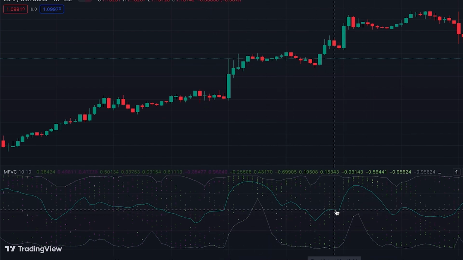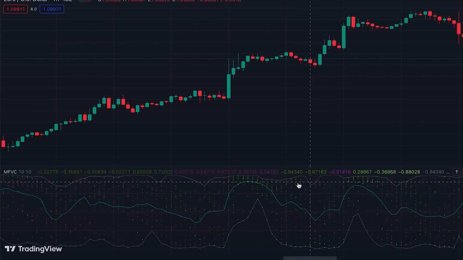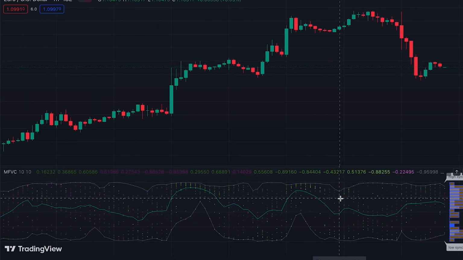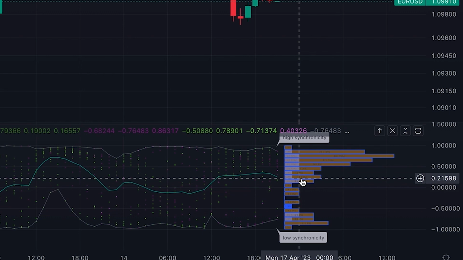This middle line shows average changing over time, the bottom line the minimum, and the top line the maximum changing that is happening over time. We have also some boxes here in the right side of the indicator that shows the distribution of the frequency of the dots in different categories of correlation scale.